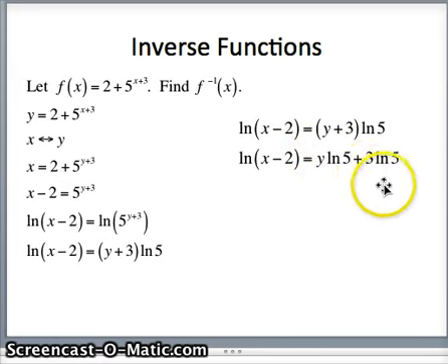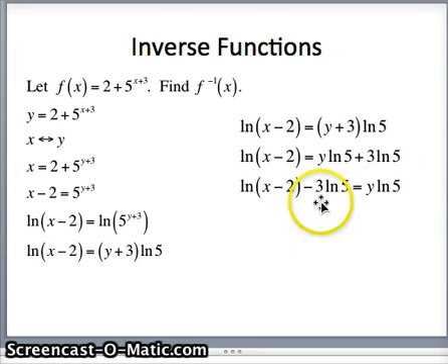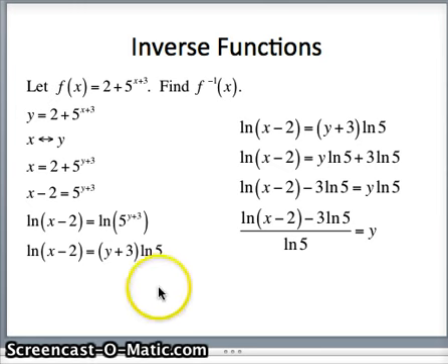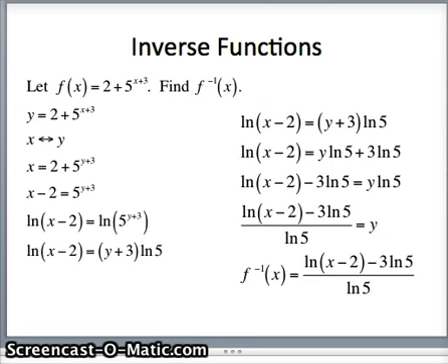So you'll notice that. And then our strategy requires us to solve for y, so we'll need to subtract 3 log 5 from both sides. So log x minus 2 minus 3 log 5 will equal y log 5. And I want to solve for y, so I will divide both sides by log 5, and that will result in log x minus 2 minus 3 log 5 over log 5 equals y. That will be my f inverse of x. We've gone through that process, and we have now concluded that f inverse of x is natural log x minus 2 minus 3 log 5 over log 5.